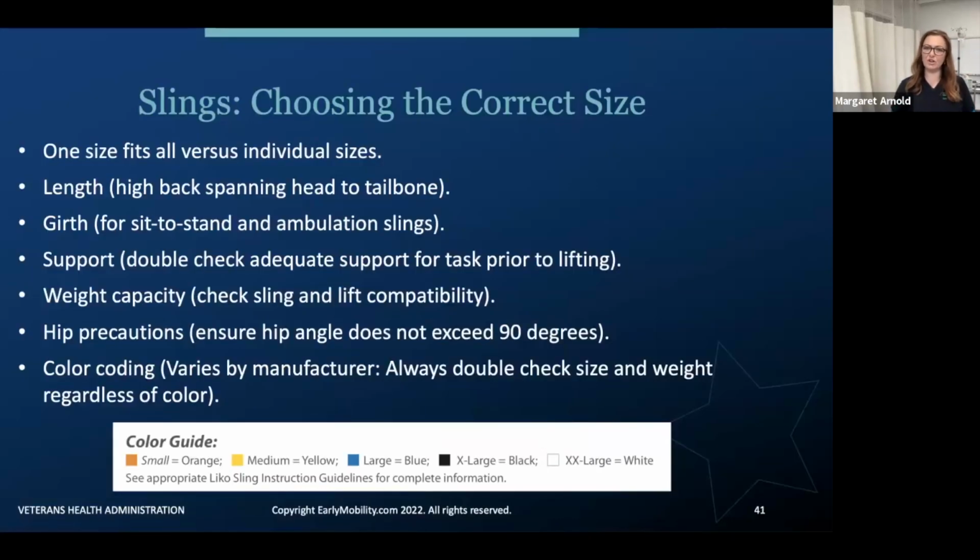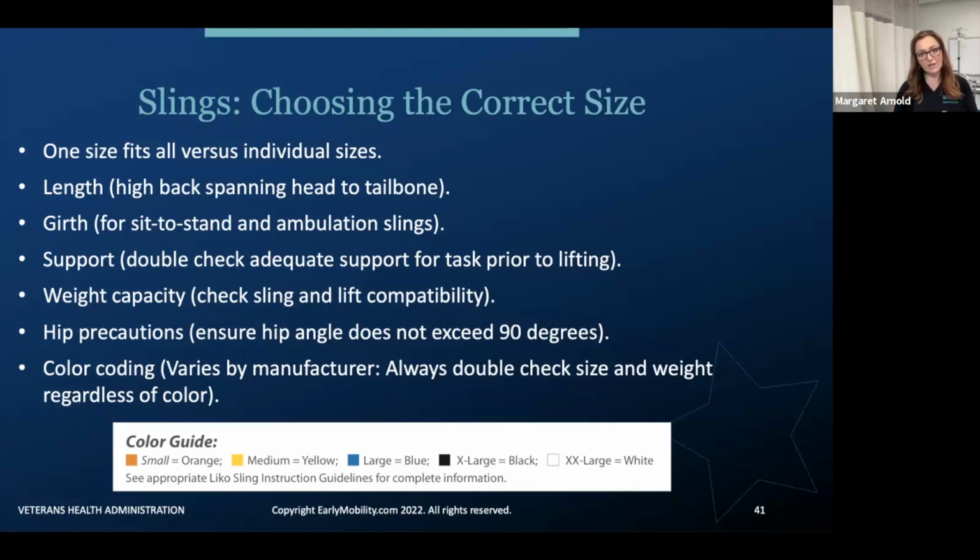We also need to be sure that we are choosing the correct size of sling for our patient. One size fits all versus individual sizes. We need to look at the length of the sling from a high back spanning the head to the tailbone. We've got to look at the girth of the sling. Sometimes the weight capacity and the girth don't match up. We've got to make sure that the sling of choice adequately supports the patient in the movement that we have in front of us. We need to know the weight capacity of the sling.